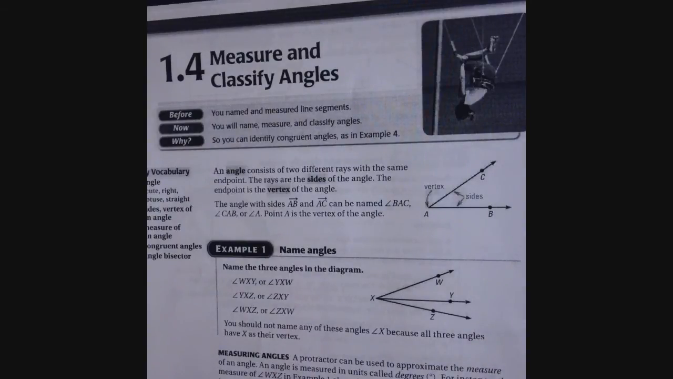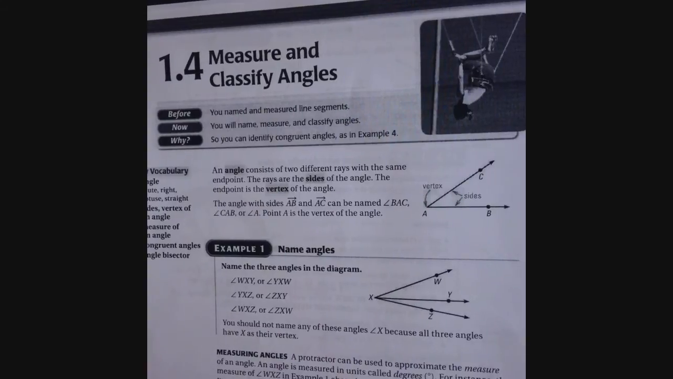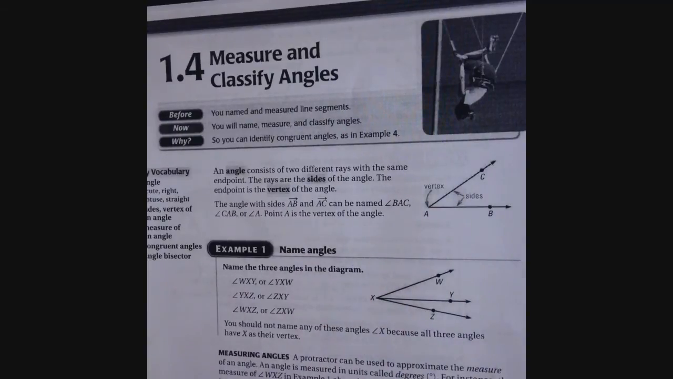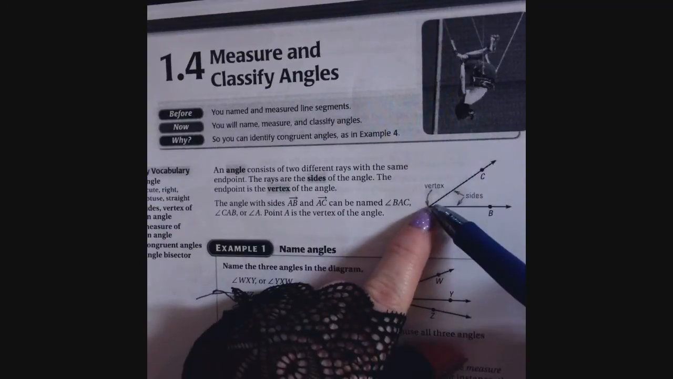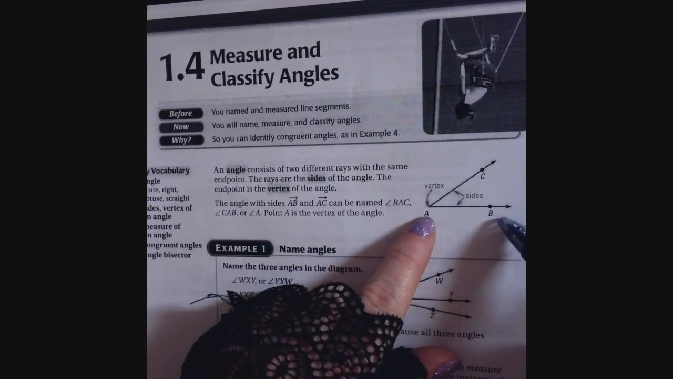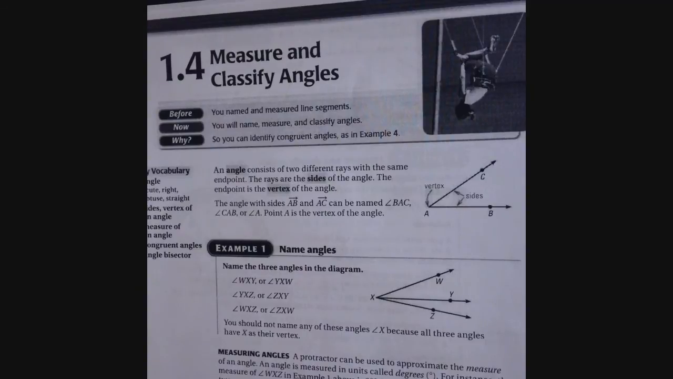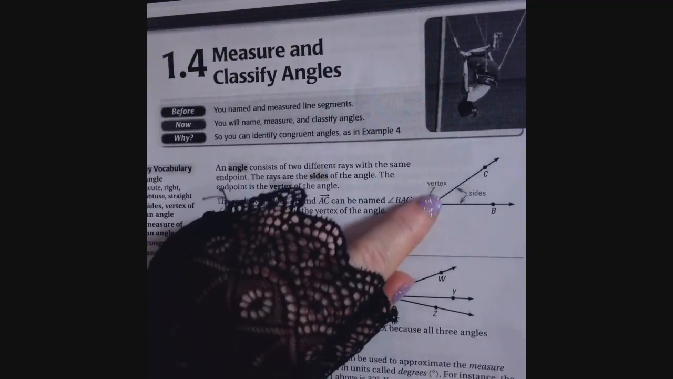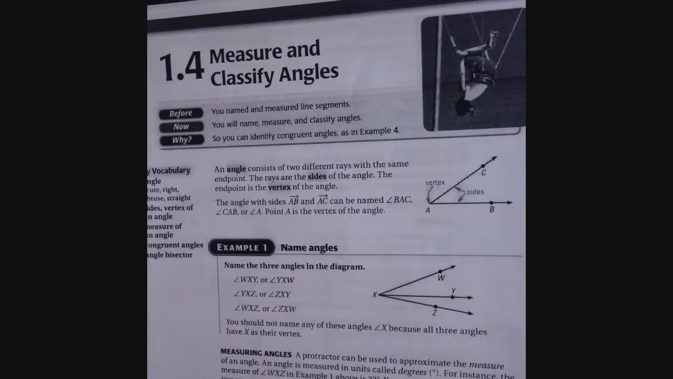Okay, we're on to 1.4, measure and classify angles. So here we have an angle. Let's go ahead and read through the definition. An angle consists of two different rays. Okay, so you've got AC and AB. Those are the two rays. Okay, the rays are the sides of the angle. The endpoint is the vertex of the angle. So right here, this is the vertex.